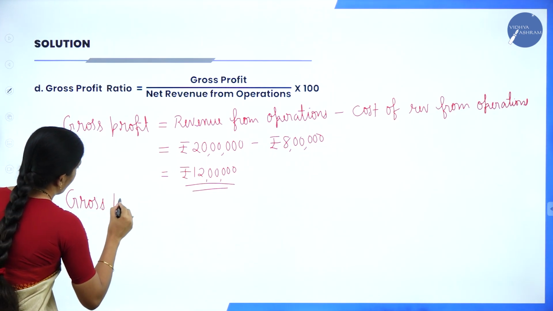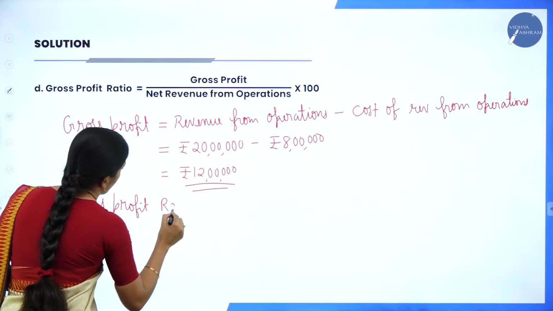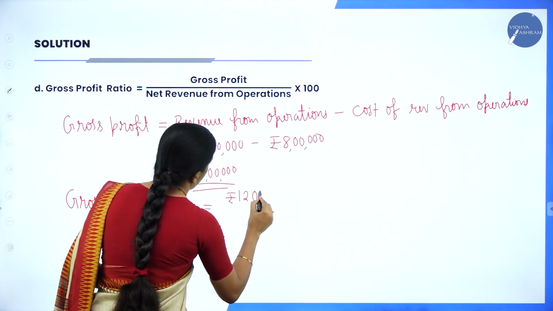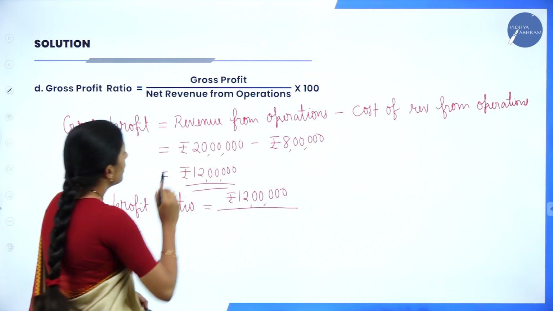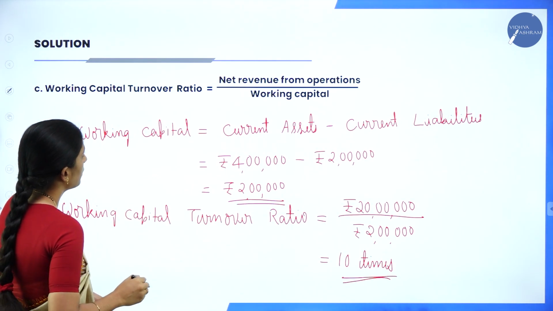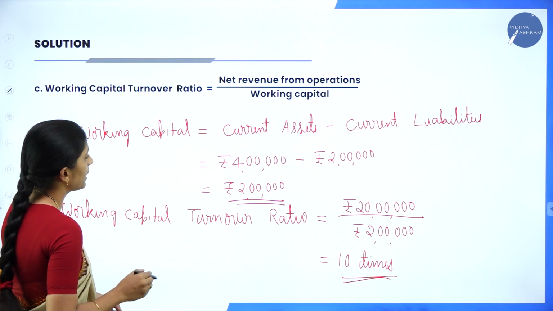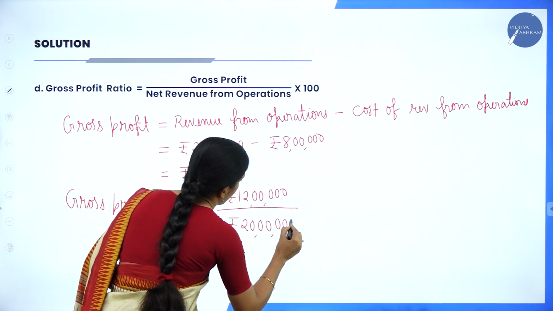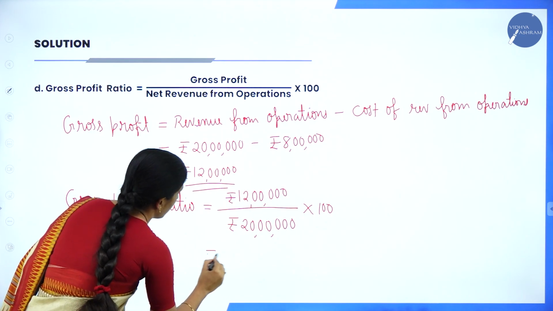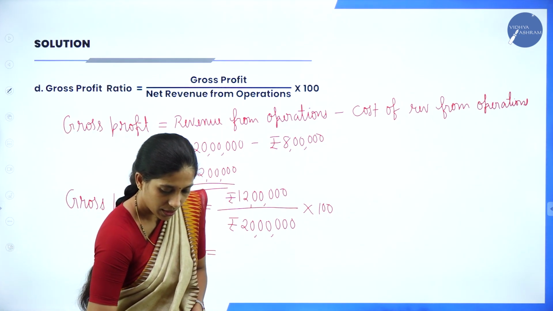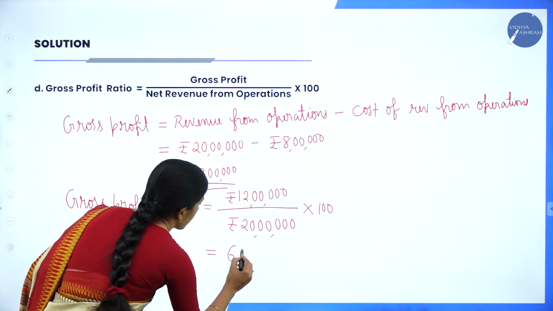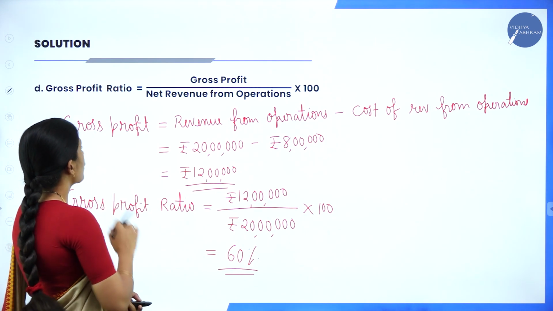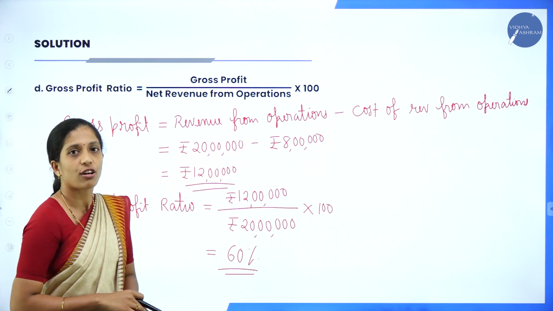Gross profit ratio is equal to rupees 12 lakh divided by net revenue from operations, that is 20 lakh, into 100. 12 lakh divided by 20 lakh into 100. So we will get 60%. So this will be your gross profit ratio. 60% will be your gross profit ratio.